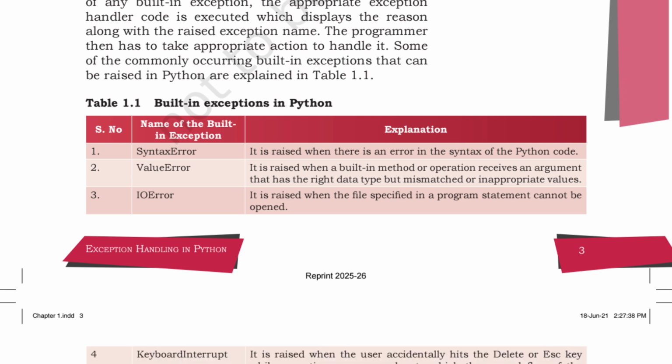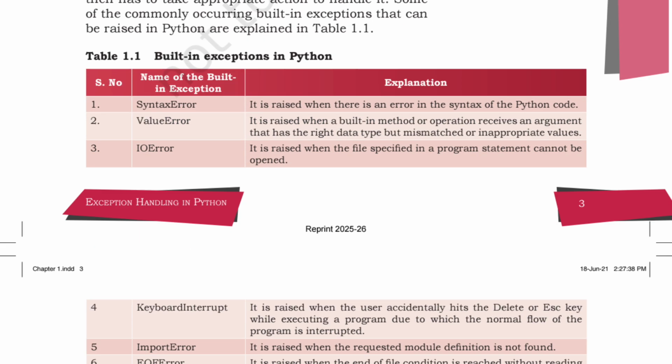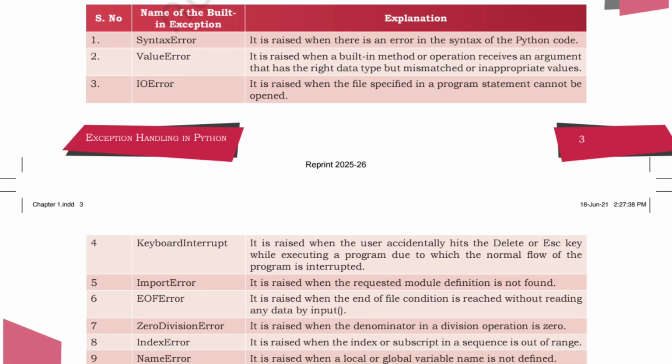IOError is raised when the file specified in the program statement cannot be opened. Okay, if the file will not open, that is the IO error.